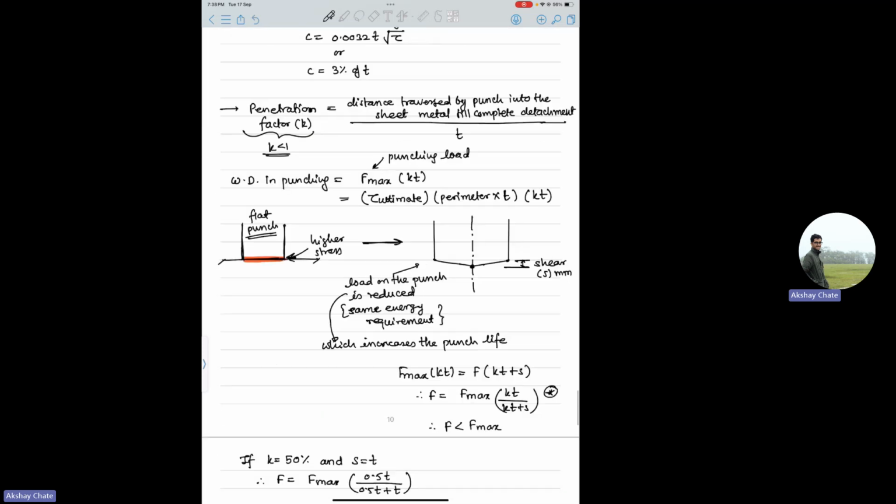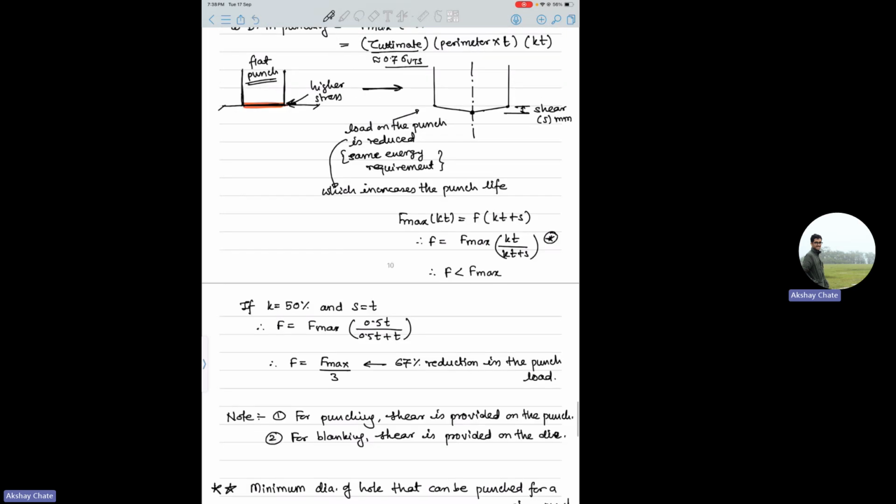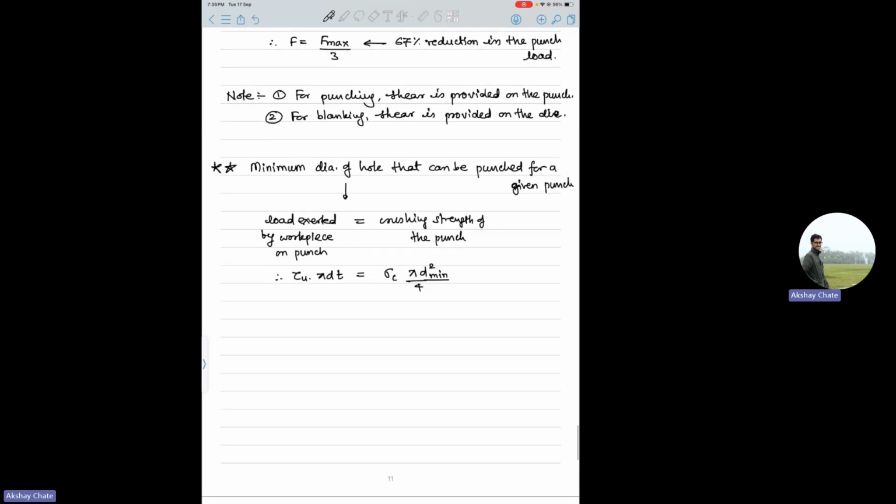And sometimes, if you don't know the tau ultimate, what they do is take it as equal to 70% of ultimate tensile strength. Sometimes, not always. This was also discussed in the class. But if you know the shear strength, that is well and good. If not, then take 70% of the ultimate tensile strength. And from here, this will be d minimum, and therefore you get d minimum.